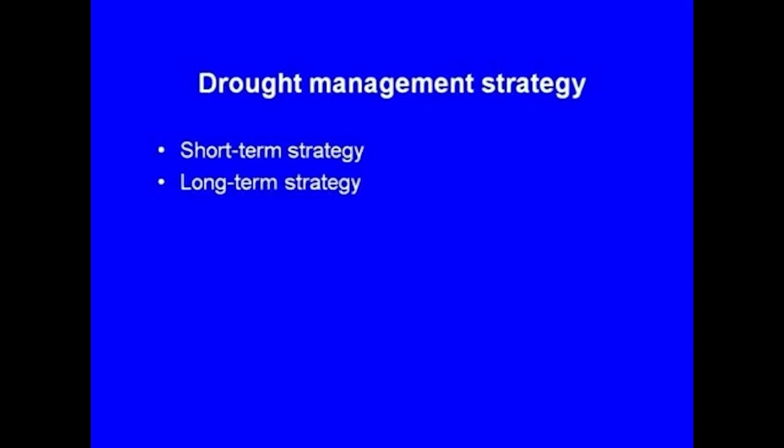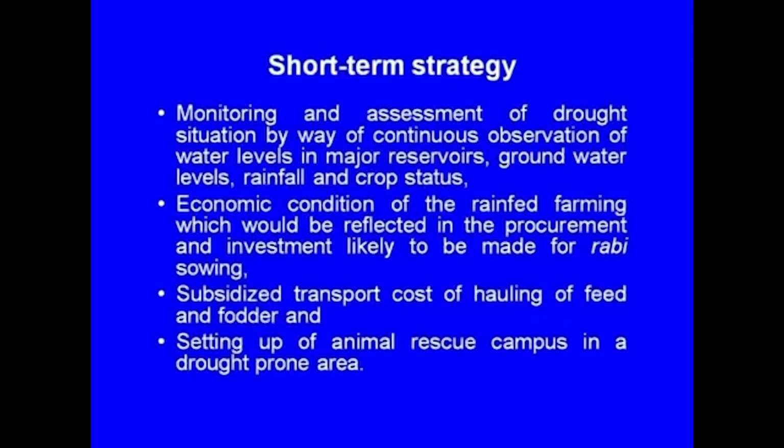Now, drought management strategies could be of two types. First is short term strategy. This entails monitoring and assessment of the drought situation by way of continuous observation of water levels in major reservoirs, groundwater level, rainfall and crop status, and the economic condition of rain fed farming, which will be reflected in the procurement and investment likely to be made during the crop growing seasons.